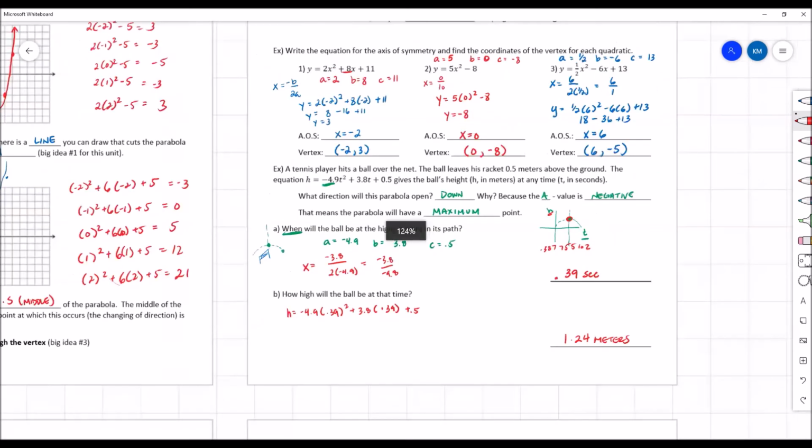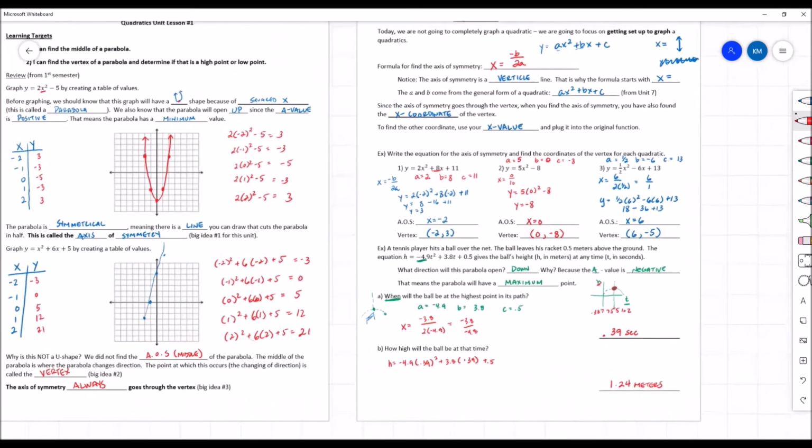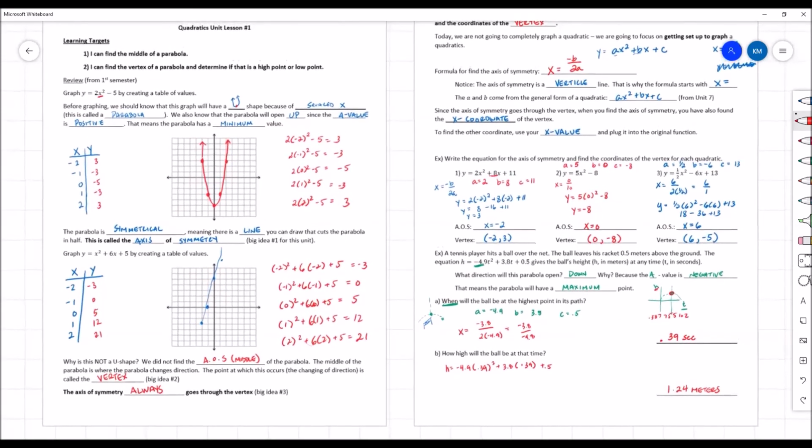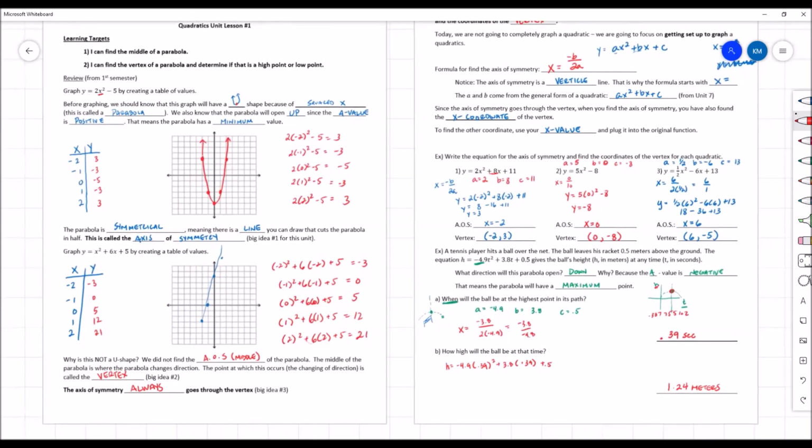All right, so there we go. We found our first step in graphing quadratics, finding the center, the axis of symmetry, and the vertex. Okay, next we'll learn how to complete our graph with that information.